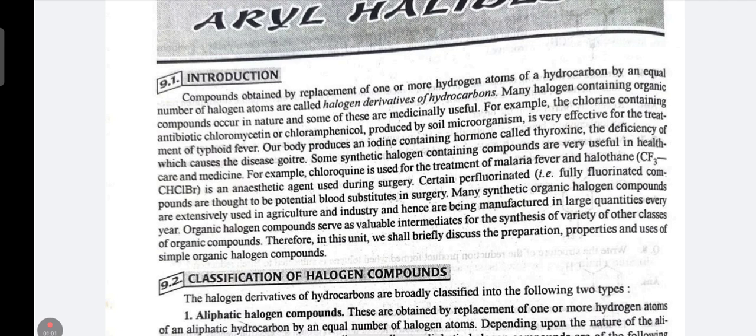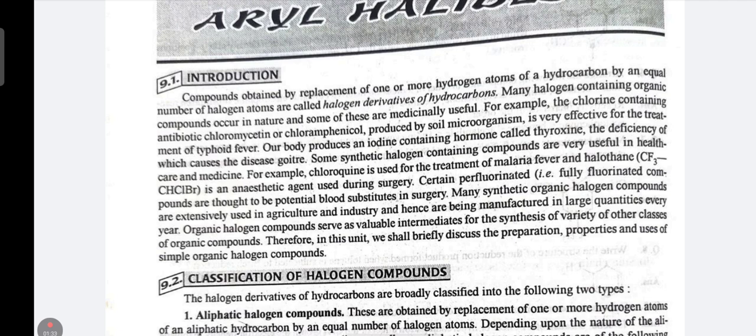Our body produces an iodine containing hormone called thyroxine, the deficiency of which causes goiter. Some synthetic halogen containing compounds are very useful in health care and medicine. For example, chloroquine is used for the treatment of malaria fever, and halothane is an anesthetic agent used during surgery.